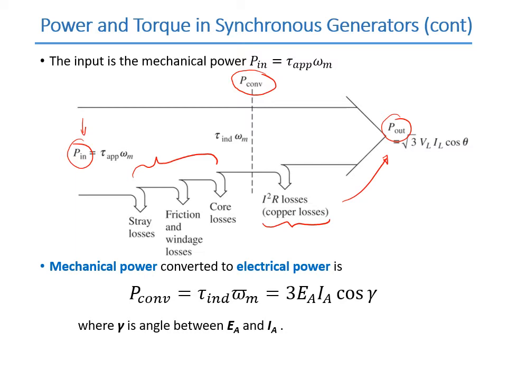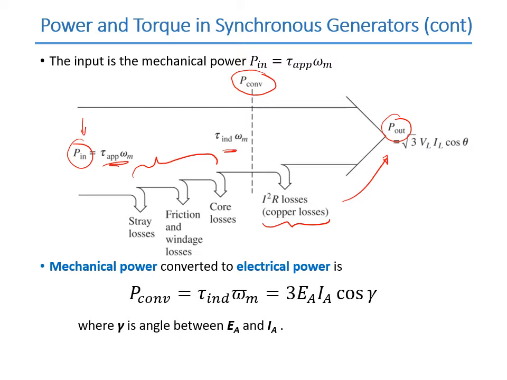Another thing that I need to highlight here is if you look at the equation, the input power is equal to the applied torque times omega m, while the converted power is the induced torque times omega m. The induced torque for a synchronous generator is also called the counter torque. So if in a question you find the term counter torque, it is referring to this induced torque.